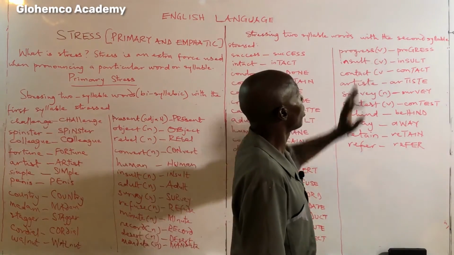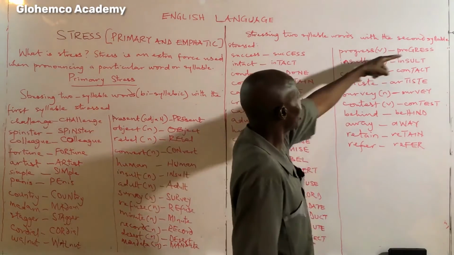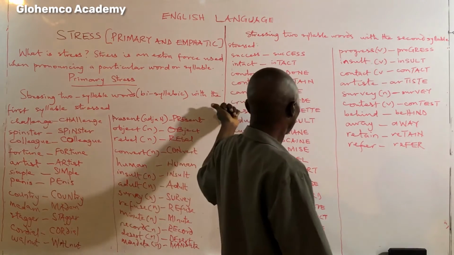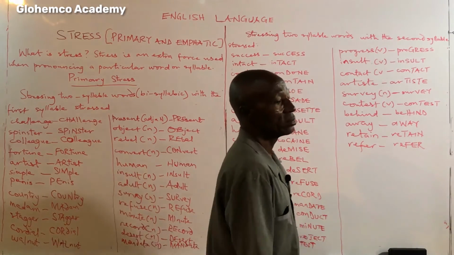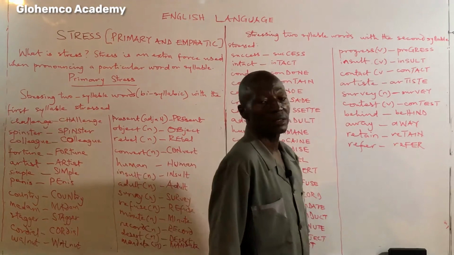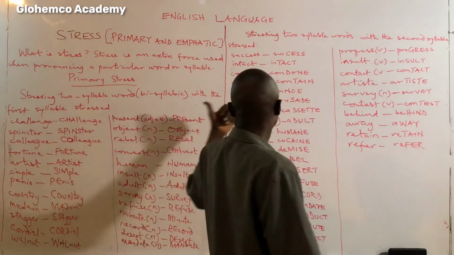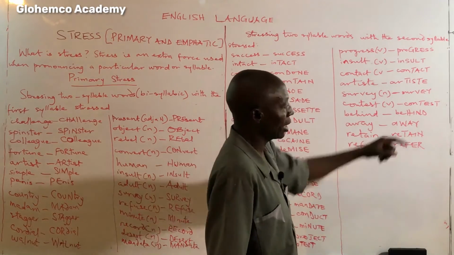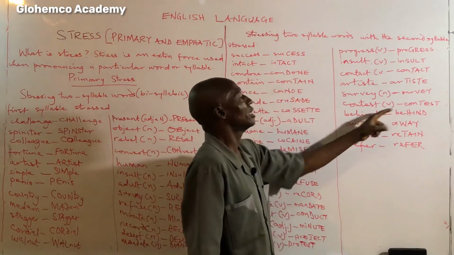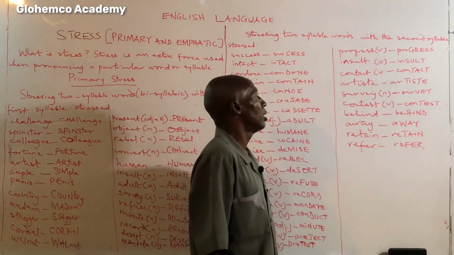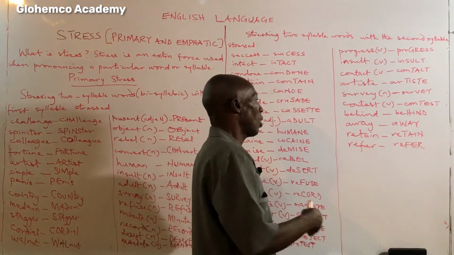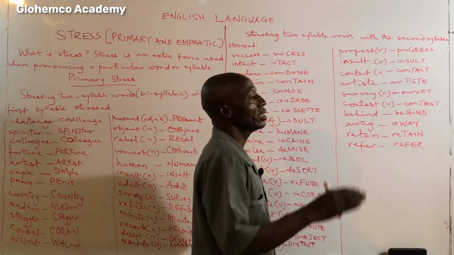So here you have progress. You have insult here. You have contact here. You have artist here. Then you have contest here. You have behind. Okay? Away, behind, away, retain, refer.